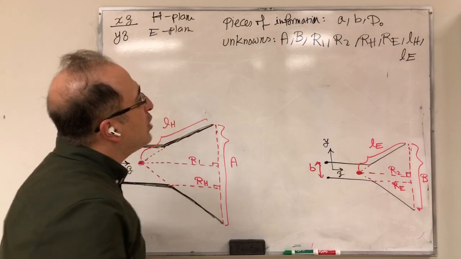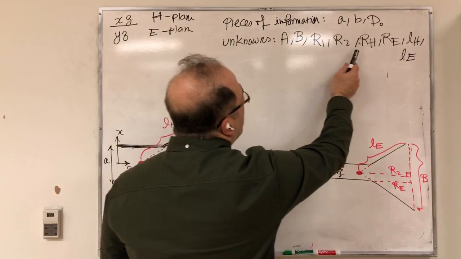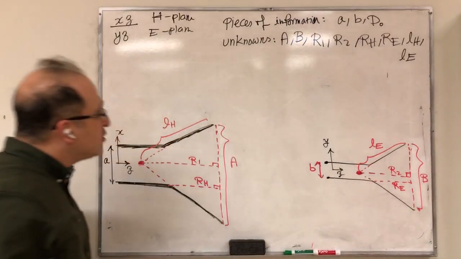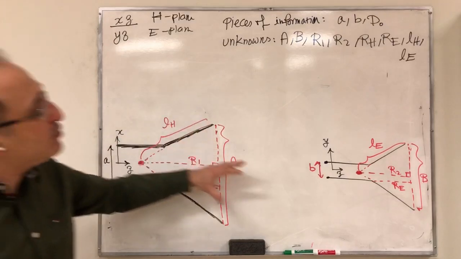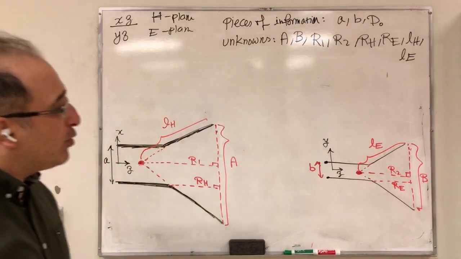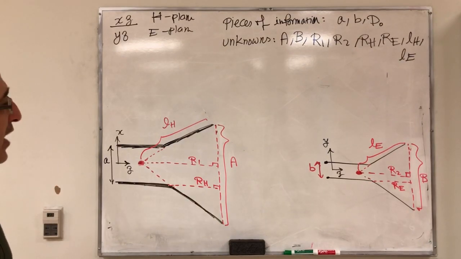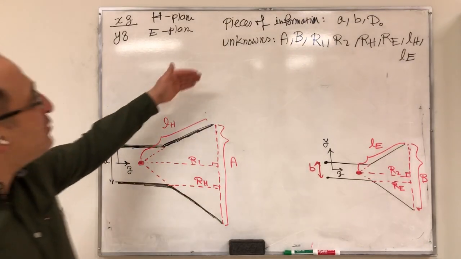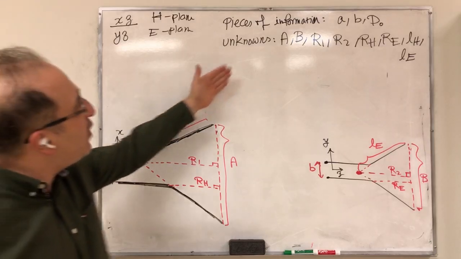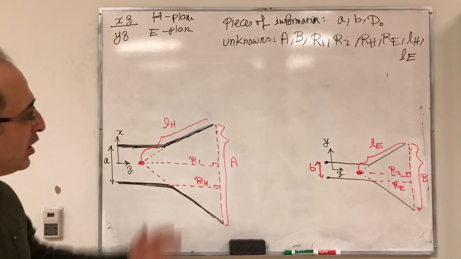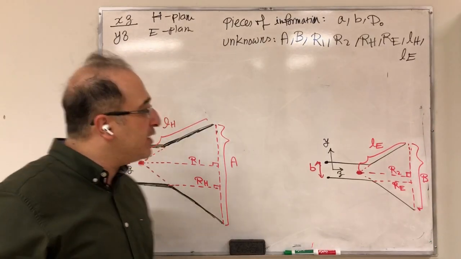So in total, you have 1, 2, 3, 4, 5, 6, 7, 8 unknowns. If you know all these unknowns, you can actually fabricate your horn antenna. So this is the situation that we have, and we need to start with the pieces of information and one by one determine the unknowns to finish the design of the horn antenna.